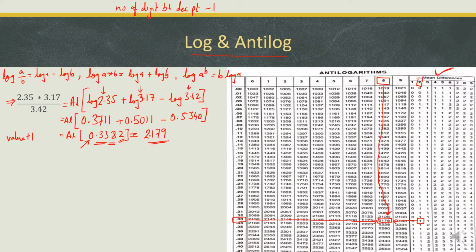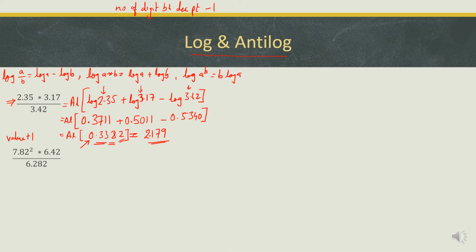Let us try one more example over here. Now in this example you will find that there is one number with a power 2. Okay, we will write this in the form of antilog of log of 7.82, and this power will come before the log. So it is 2 log of 7.82. This is from this third property that we saw. Plus log of 6.42, because it is multiplied it will be added, and 6.282 is divided, therefore write it with a minus sign.